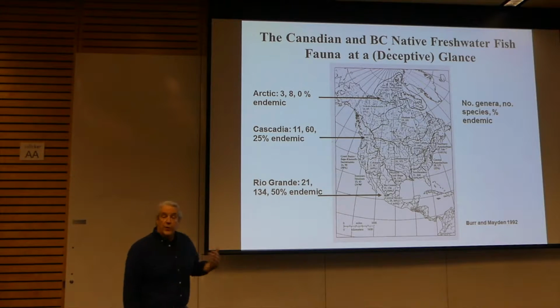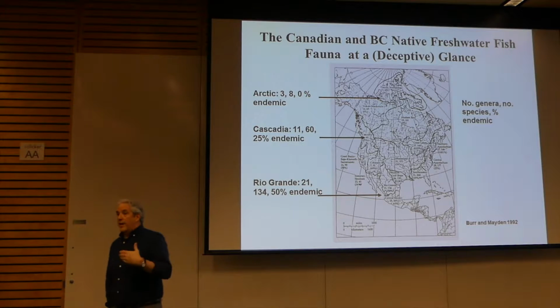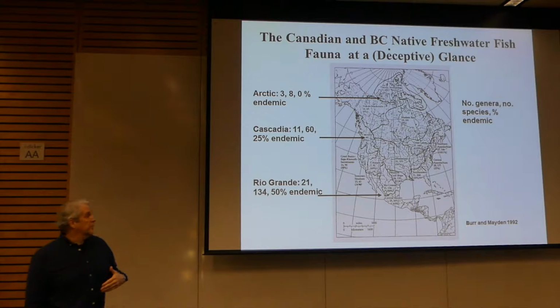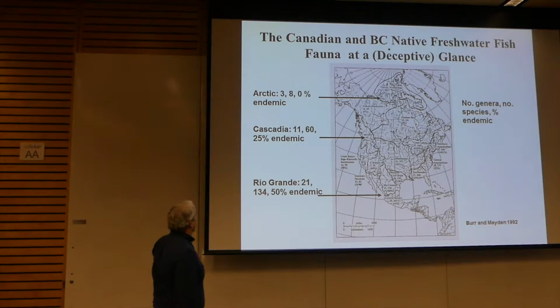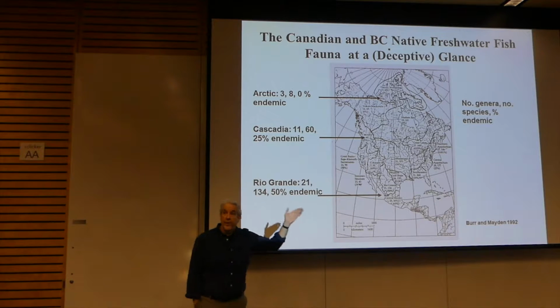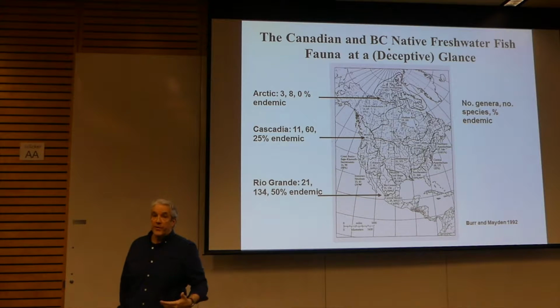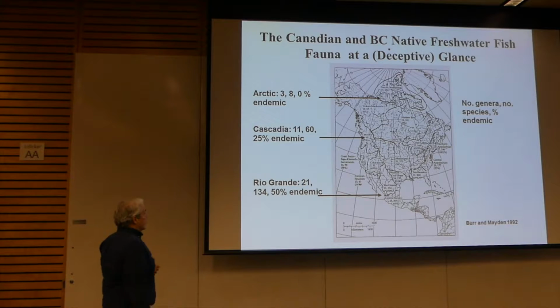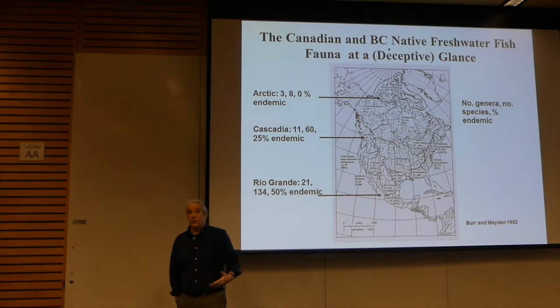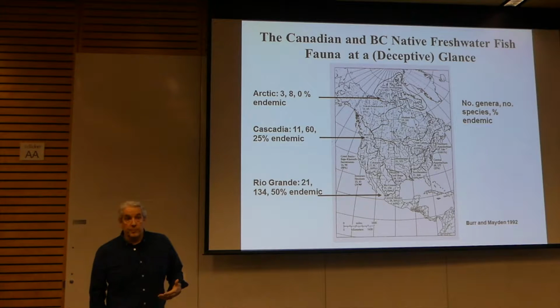And that tends to characterize Canadian freshwater fish faunas, that we have lower degrees of endemism and lower numbers of species, compared to further south in the range. Cascadia, which includes where we are in British Columbia, is a bit bigger. It's got 11 genera, 60 species, about 25% endemism. And the Rio Grande, 134 species, about 50% of those are endemic to the Rio Grande Basin.